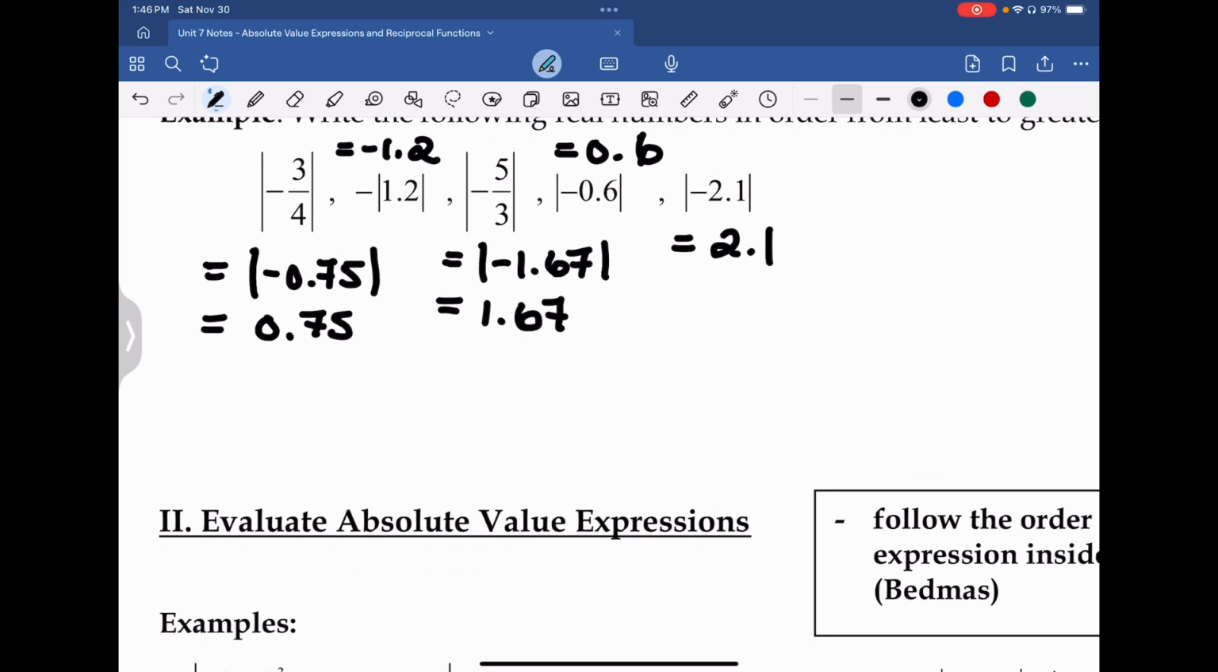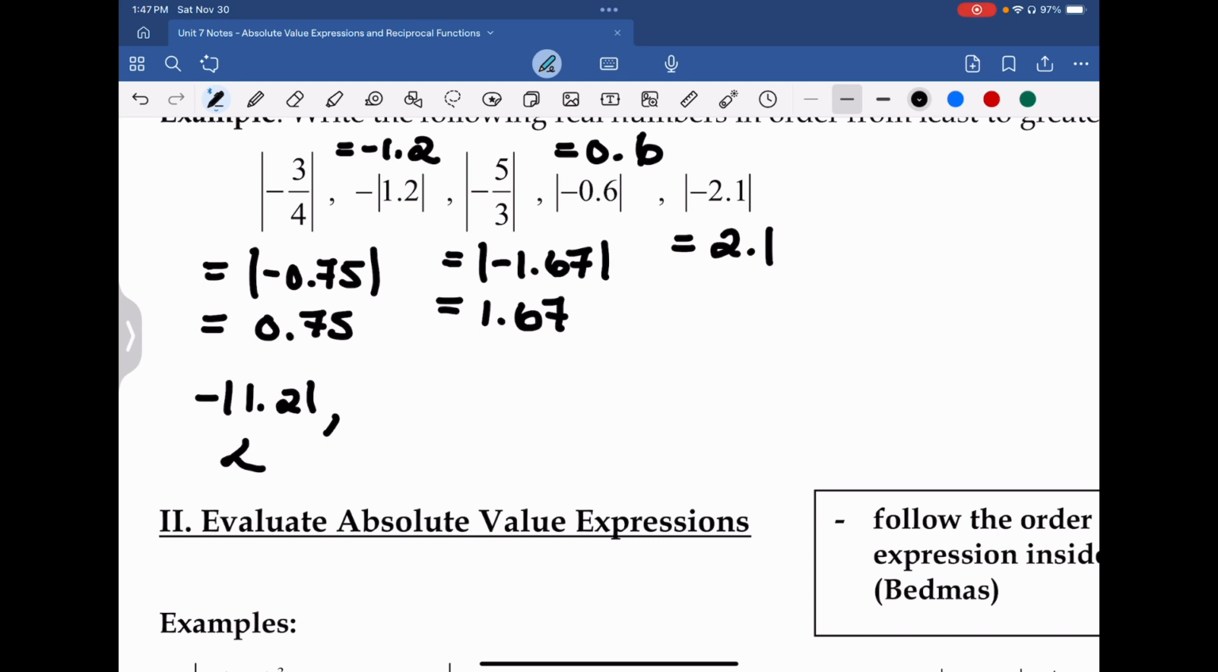Now, when they say from least to greatest, let's just rank them, and we're going to put the original terms here. So our lowest value possible here, and I'll put an L below it, is the negative 1.2. And remember, because that negative is not included in the absolute, it doesn't turn positive. It's only if it's directly within the absolute.